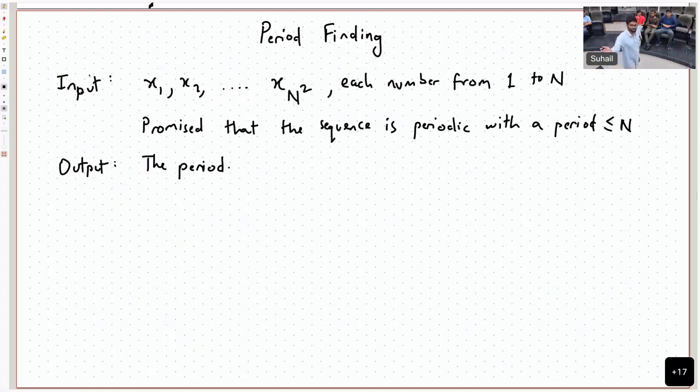And now this becomes a query problem. You're given all these numbers. We're going to take much more than n numbers. Each number is between 1 to n. And you're promised that the sequence is periodic with a fairly small period. The period is less than n, and you have n squared numbers. And you want to output what the period is.